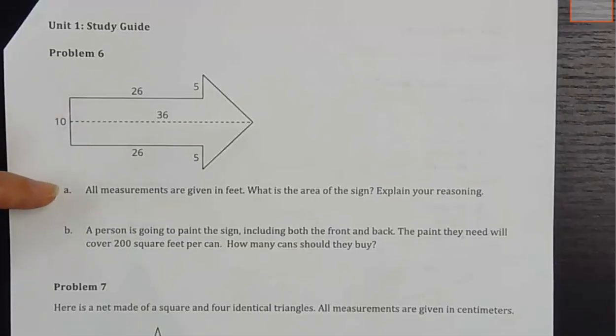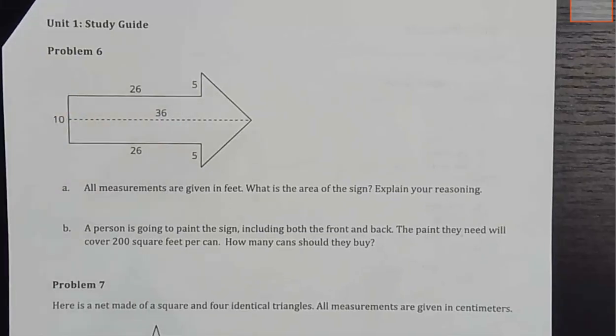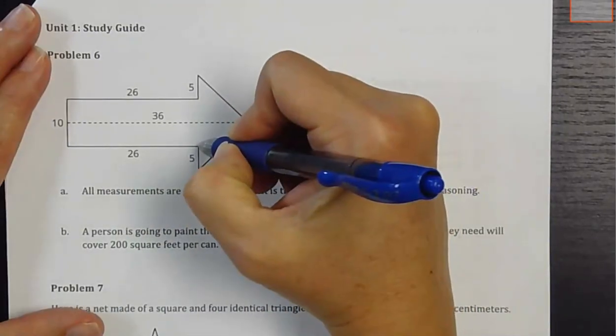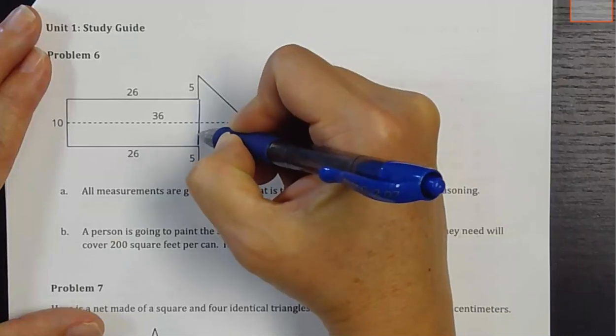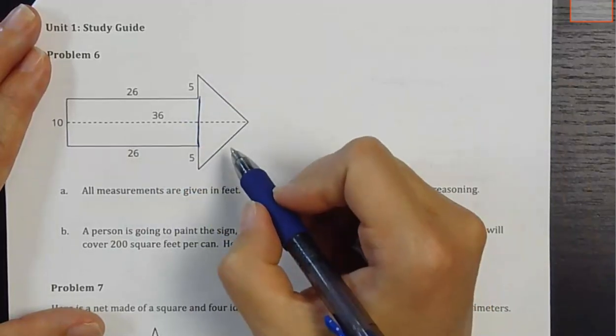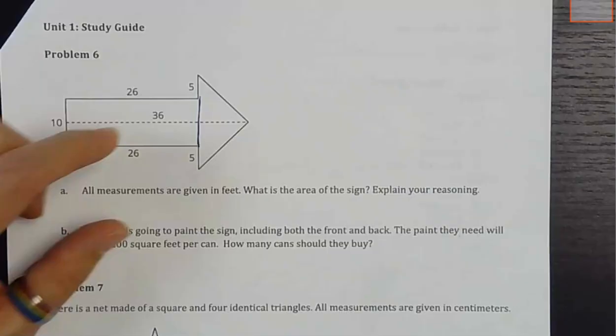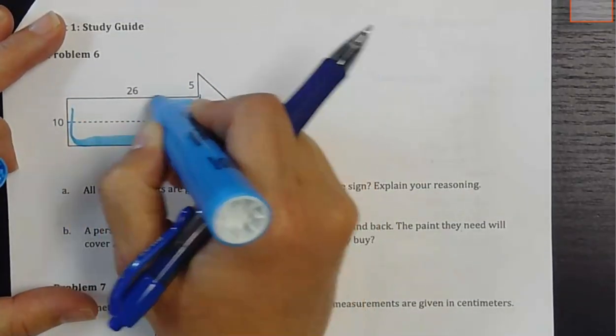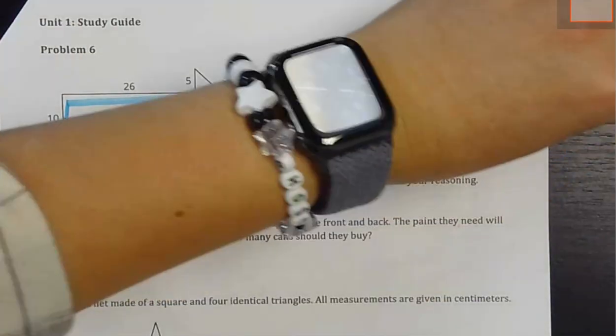Okay, problem number 6. All measurements are given in feet. What is the area of the sign? Explain your reasoning. So when we have a shape like this, it's not a parallelogram, it's not a triangle. We need to decompose it into pieces that are. And so I can see right here I've got a triangle shape. So I'm going to cut right here. And now I have a triangle and I have a rectangle. So I'm going to focus on these two. So I need to figure out this rectangle and this triangle.